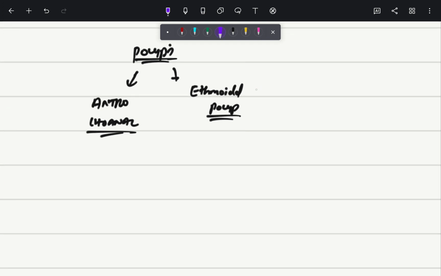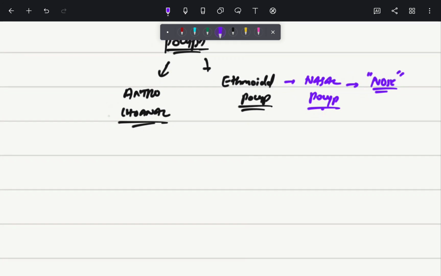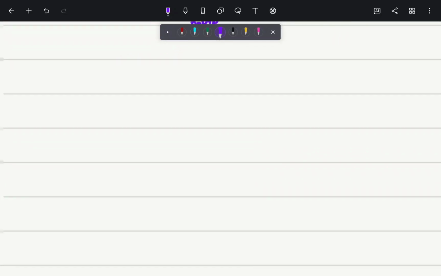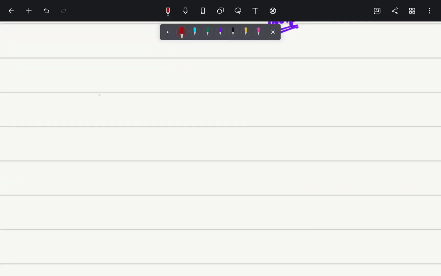The ethmoidal polyp is also called your nasal polyp because it is prolapsing through your nose. It can be seen through your nose or the nasal nares. Whereas in the case of the antrochoanal polyp, it is also called Killian's polyp. Okay, first of all I would start with the antrochoanal polyp.